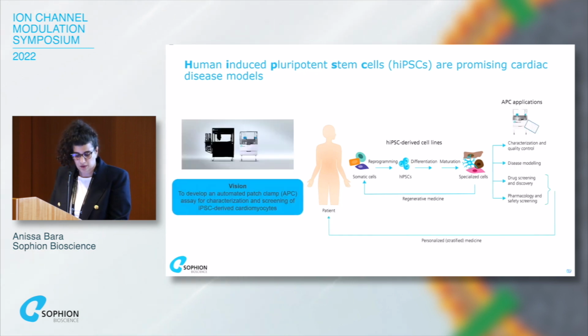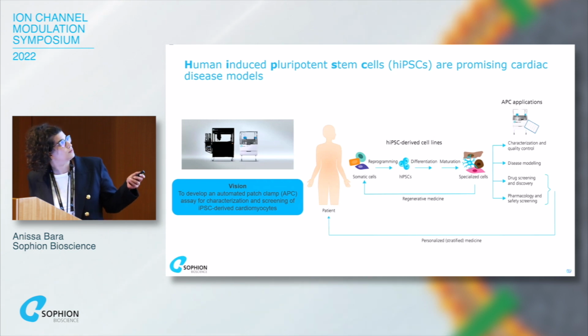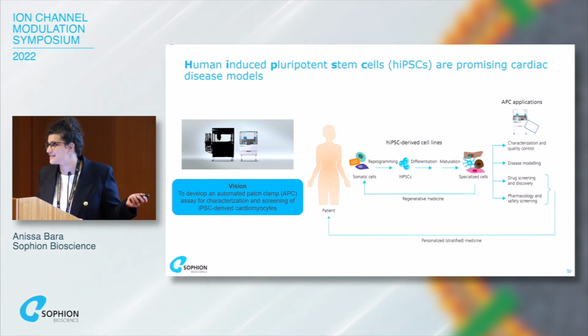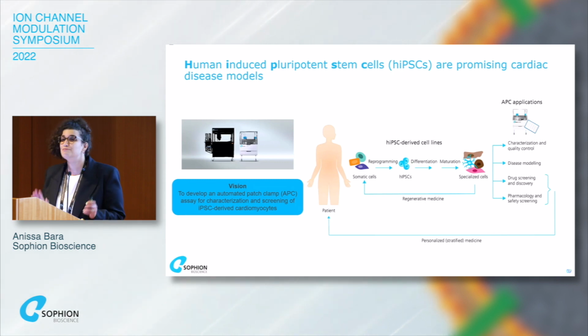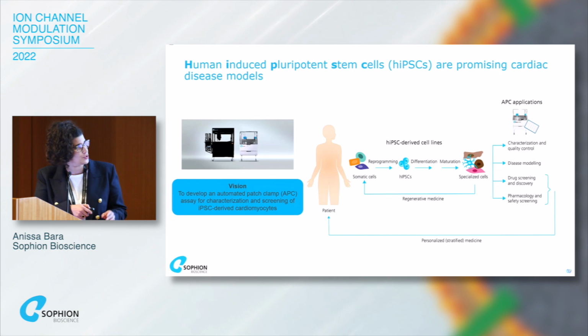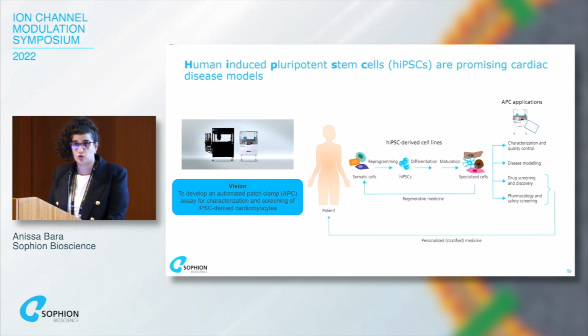So indeed, there is still a requirement for quality control and characterization of those iPSC-derived cardiomyocytes. And I will call this automated patch clamp system APC, which is really close to iPSCs, but hopefully we will all understand each other. So we think that the combination of this iPSC technology with our APC system can help to characterize and help with the quality control of those iPSC-derived cardiomyocytes.